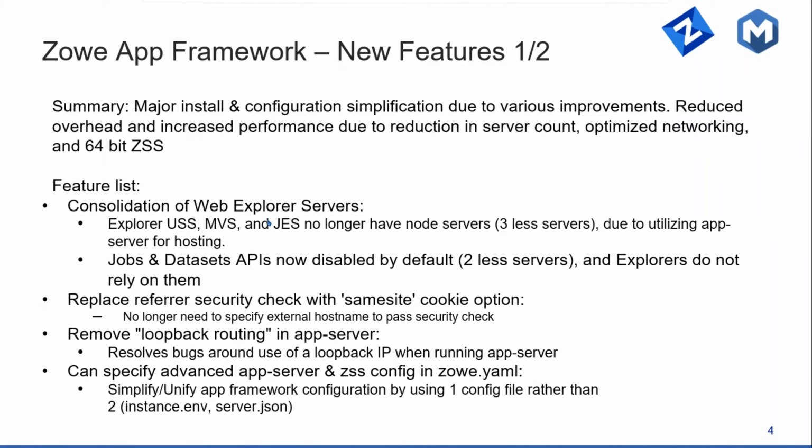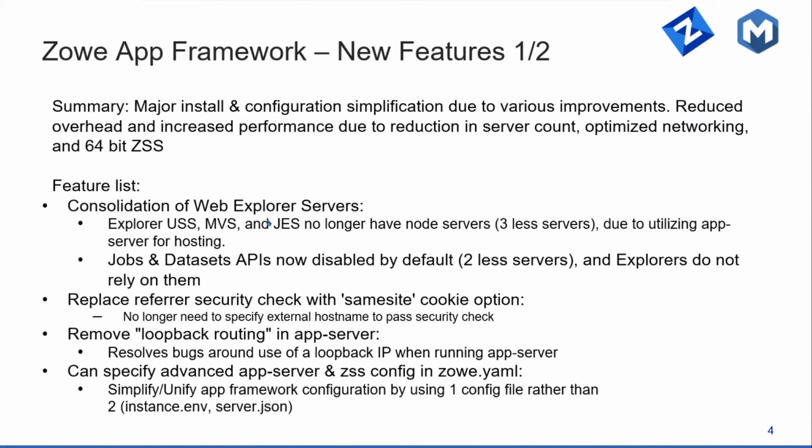And the other 3 servers were just servers for static content like images and HTML. And the app server that powers the desktop already has that capability. So we just rolled the web explorers into the app server. So now they have a dependency on the app server, but instead of running 5 servers, you only need 1. So it's an improvement in that way.